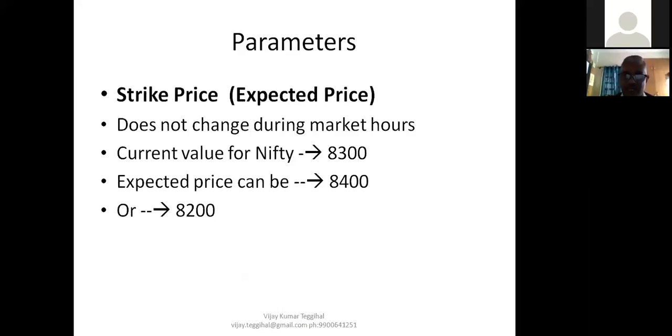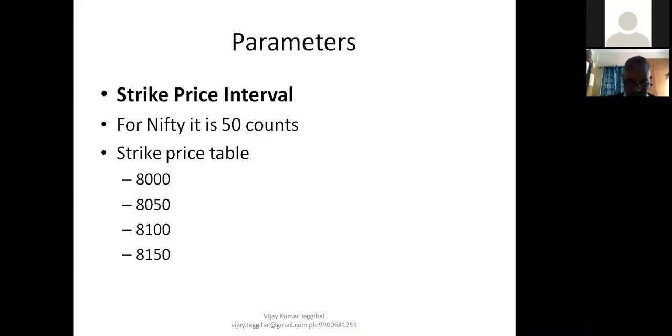Now we introduce one more parameter of an option, which is called the strike price. I'd like to explain this as the expected price which a buyer of an option has in mind. The strike price of an option does not change during the market hours. So let us say the current value for Nifty is 8,300. Strike prices are 8,100, 8,150, so this is a 50-point price interval.